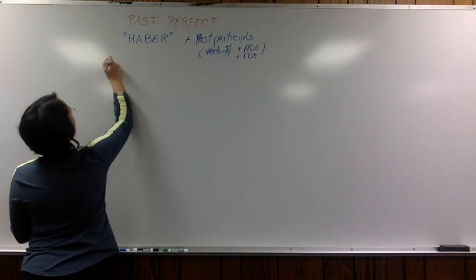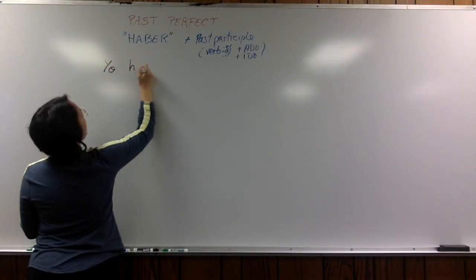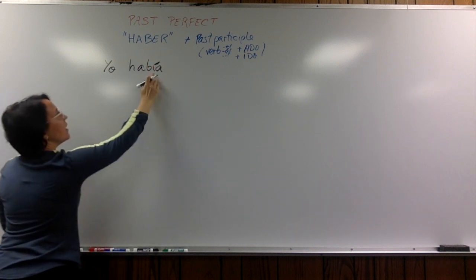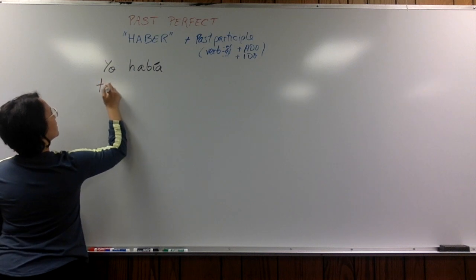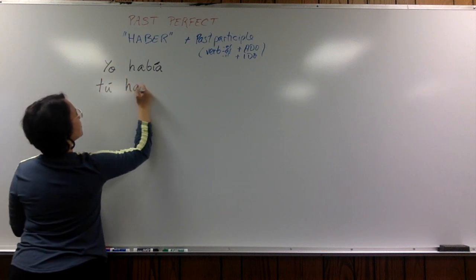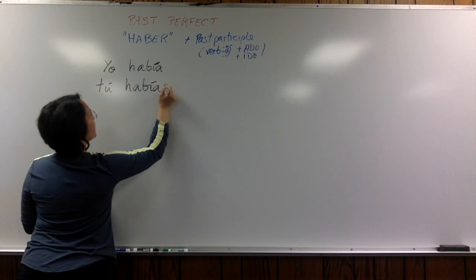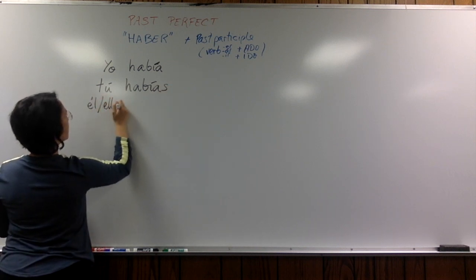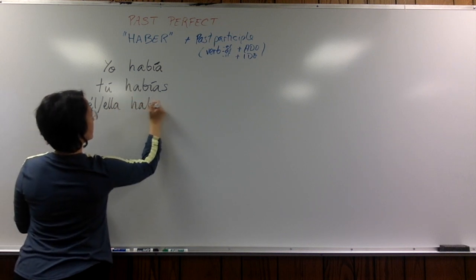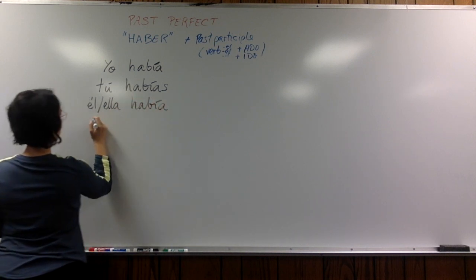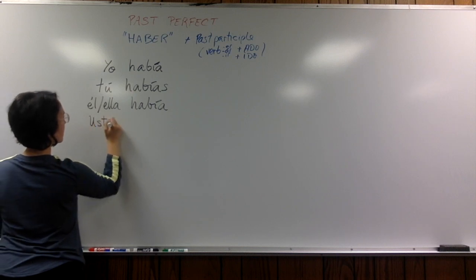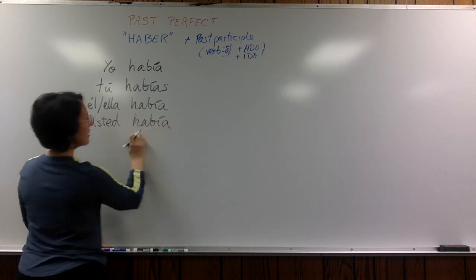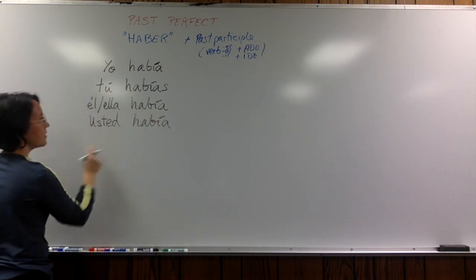So, yo había, that is the accent on the I, yo había, tú habías, él or ella había, usted había. Notice that I'm not pronouncing the H. Había.